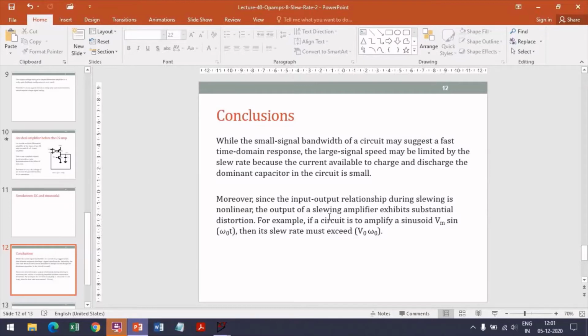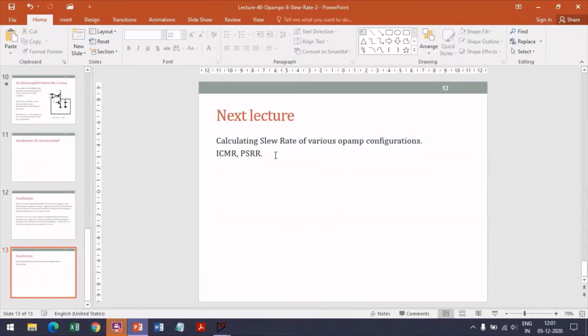All right, so it's a short lecture. Next lecture, we'll look at calculating the slew rate of various op-amp configurations. So the chapter 9 op-amp configurations that we've studied, now we'll calculate the slew rates for some of these op-amp configurations.